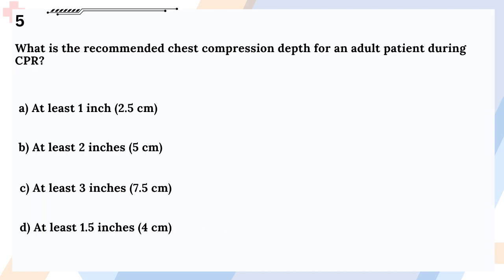Question 5. What is the recommended chest compression depth for an adult patient during CPR? A. At least 1 inch, 2.5 centimeters. B. At least 2 inches, 5 centimeters. C. At least 3 inches, 7.5 centimeters. D. At least 1.5 inches, 4 centimeters.